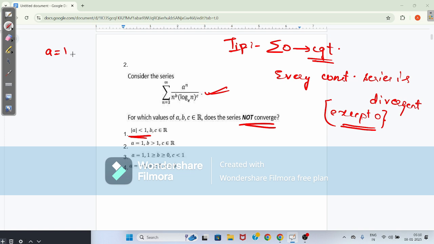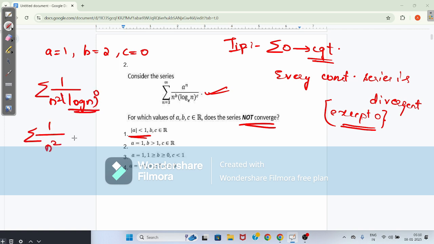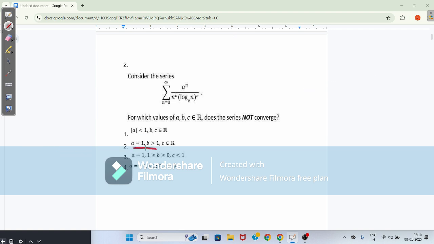Consider a as 1, b as 2 and c as 0 here. Consider this. So what will you get as the value? 1 by n squared into log n whole power 0. This value becomes 1. This becomes 1 by n squared. Okay. By p test, what we can say is it is convergent. Here the a value will be 1.